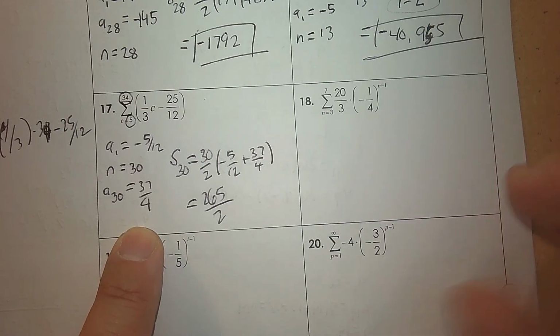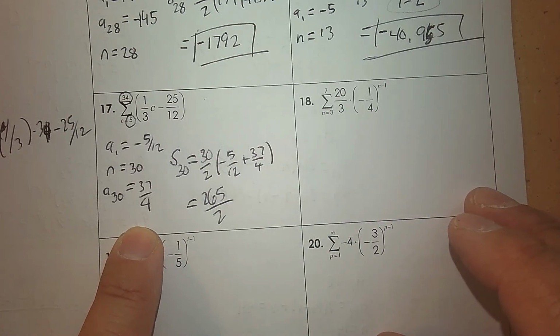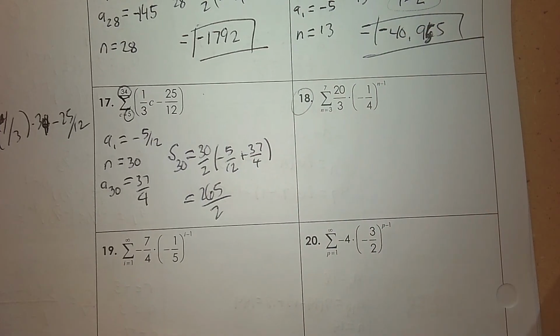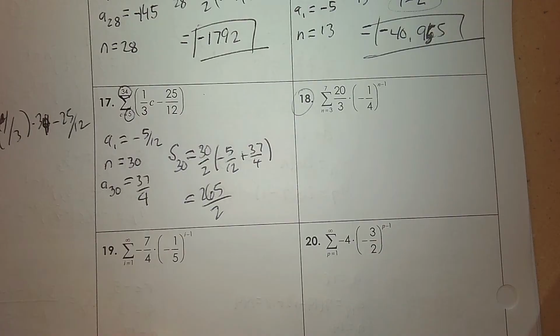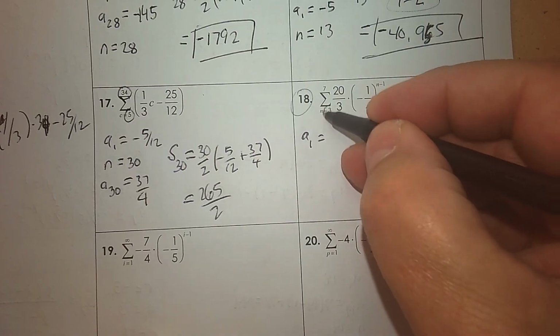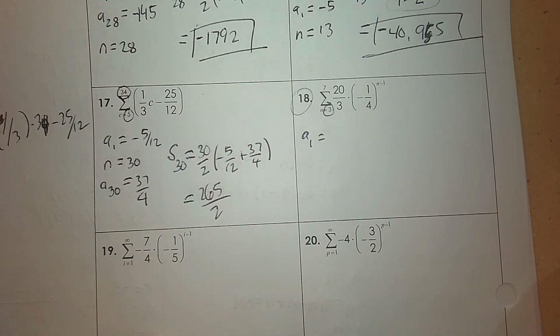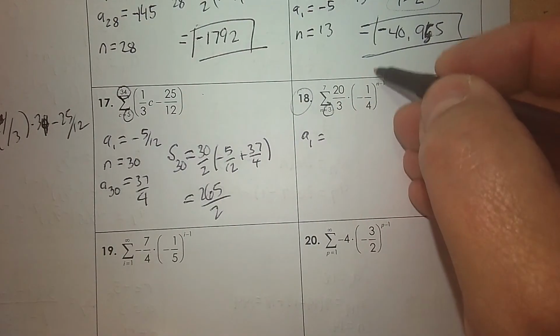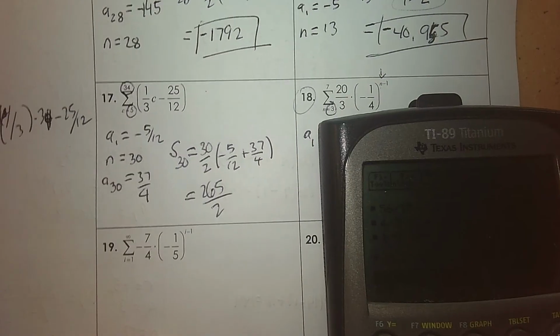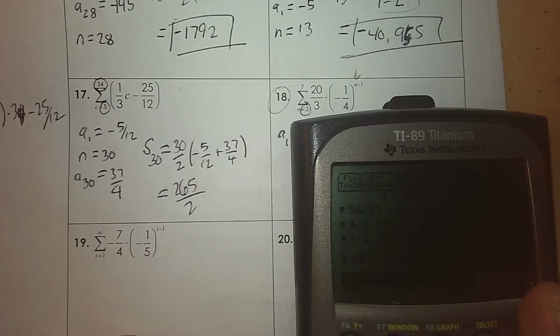All right, on to number 18. Genesis, what type of series is 18? Geometric or arithmetic? Because it's exponential, yes? I need to know what A1 equals. So what number are you going to plug in? So if you plug in 3 into the exponent, use your calculator. So plug 3 in.